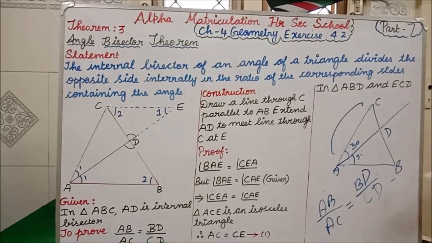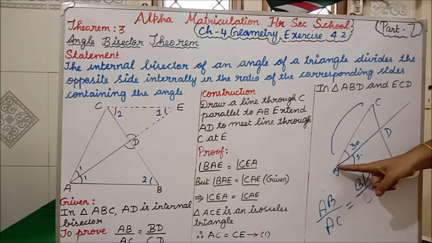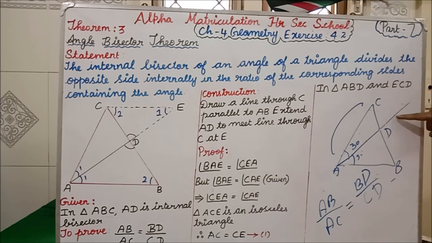Clear? We want to prove this. Clear all of you? So, what we are going to see is AB divided by AC is equal to BD divided by CD. We want to prove this. Clear students, all of you?